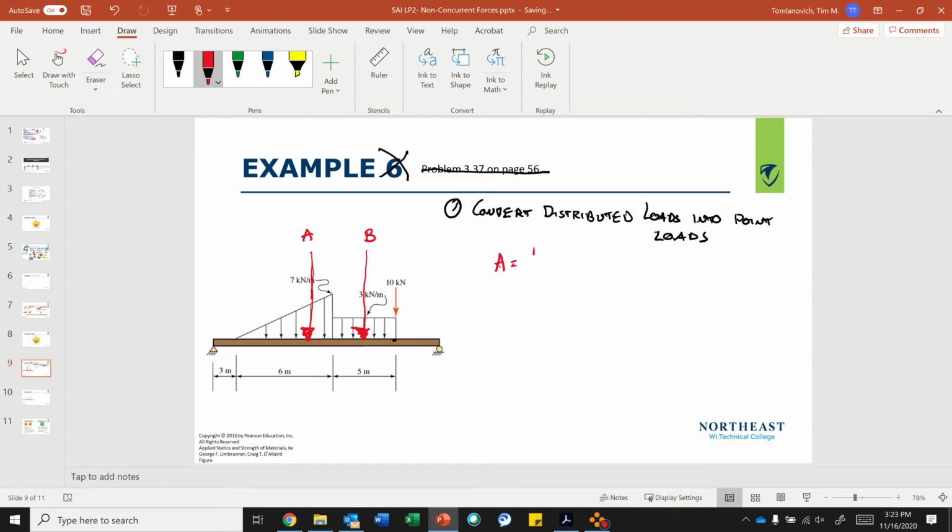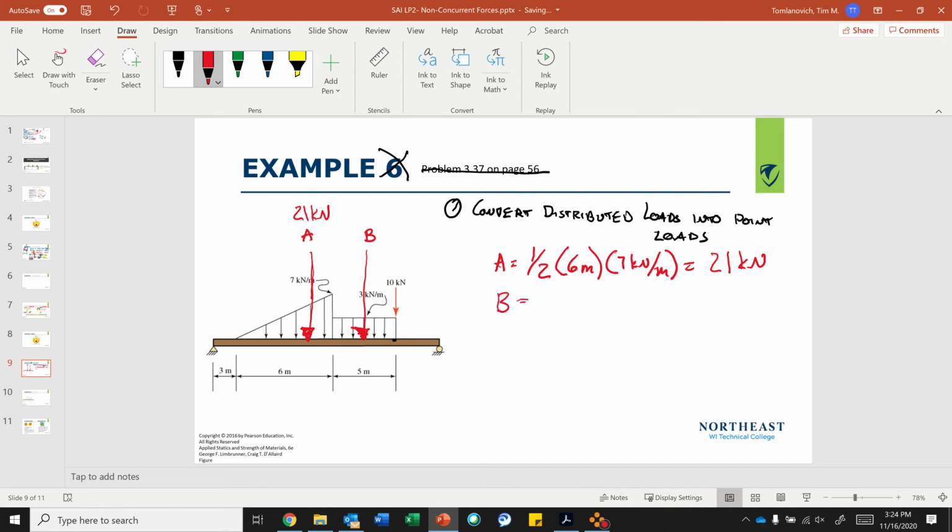A equals 1/2, the area of a triangle, base times height. So it's 6 meters long, and my height, or my W, is 7 kilonewtons per meter. So 6 times 7 divided by 2 equals 21 kilonewtons. So point A is 21 kilonewtons. Okay.